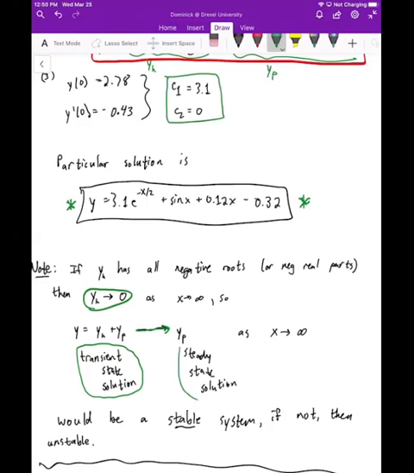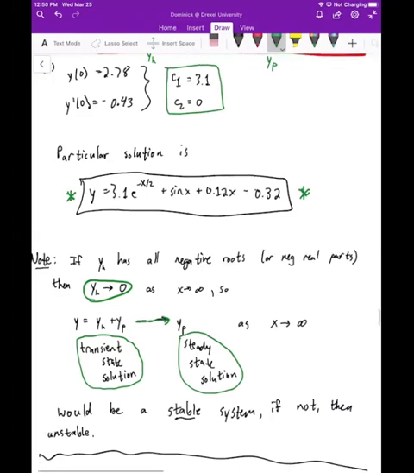And once it approaches the particular solution, you have what's called a steady state solution. It has sort of settled into its long-term behavior. And this would indicate that you have a stable system. And of course, if this doesn't happen, if you don't have all negative roots, then you have an unstable system.